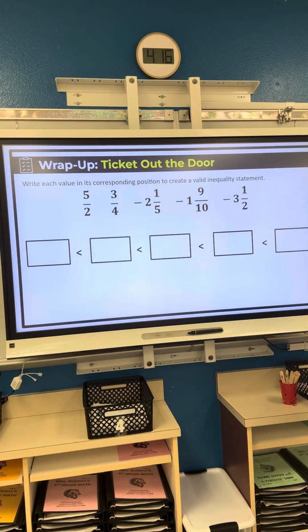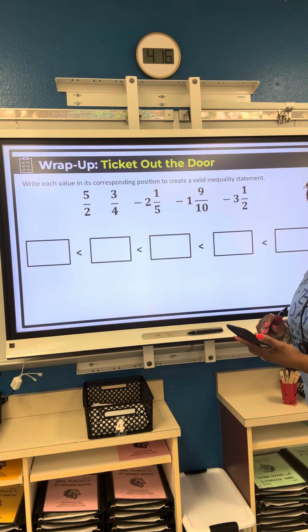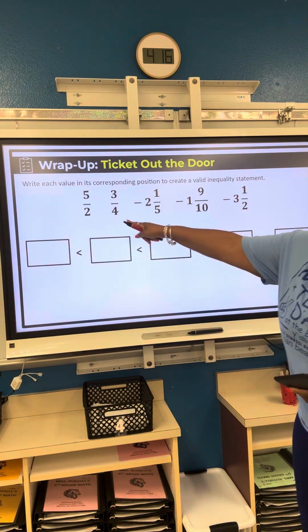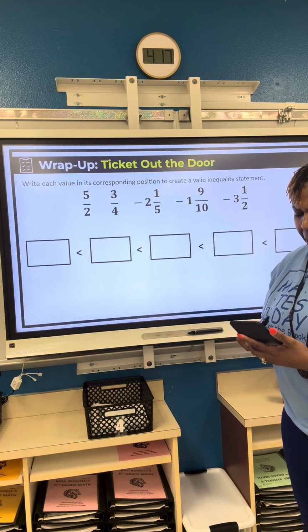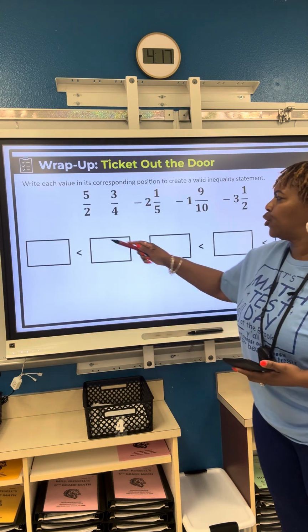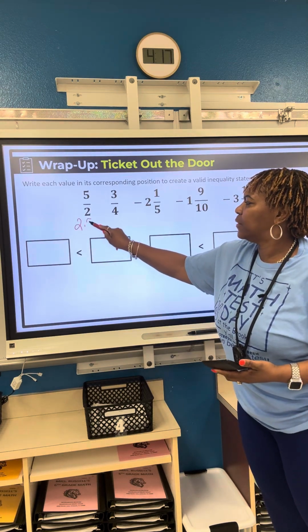Okay, so we're working with ordering rational numbers. So the first thing that we need to do before we do anything is make sure that we take all of our fractions and make them decimals, so we'll be able to see it a lot easier. So 5/2, 5 divided by 2 gives us 2.5, 2 and 5/10.